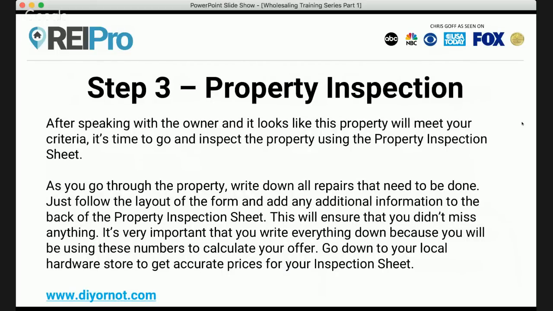All right, so then we move to step 3. So we found the property. We talked to the owner. They want to sell. We need to go look at this property.